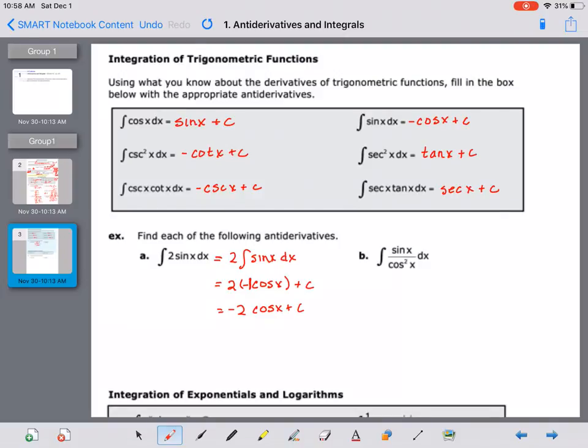Sine of x over cosine squared x, again, that's not something I can do directly, but I'm going to use some trig things and kind of move stuff around, just like we did with trig identities in pre-cal. One of the strategies goes back to what I said earlier, is we can take this and separate it.